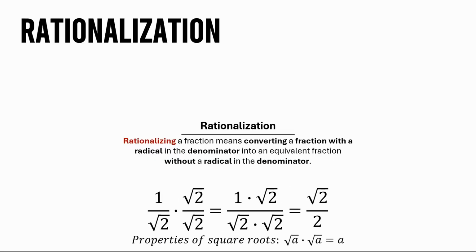Above we get square root of 2 in the denominator because of the property of square roots. Multiplying two roots with the same radicand, the result is the rootless radicand. So the square root of 2 times the square root of 2 gives us 2 without the square root. The end result is the square root of 2 in the numerator and 2 in the denominator.